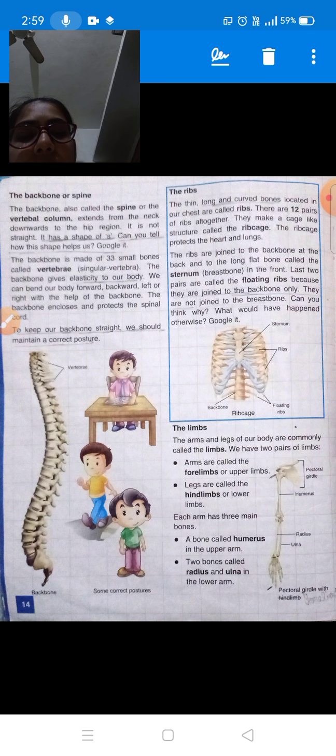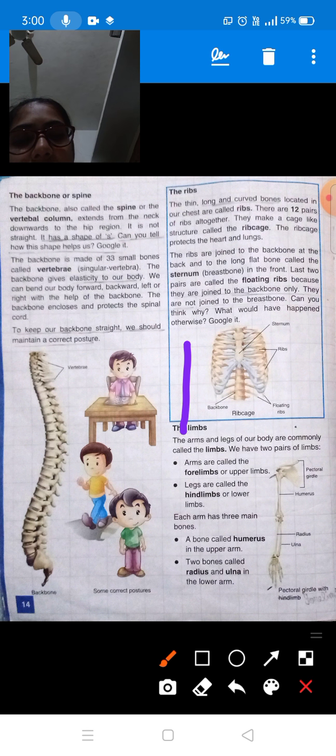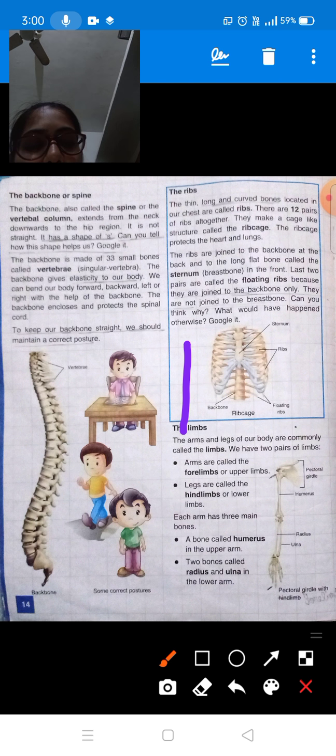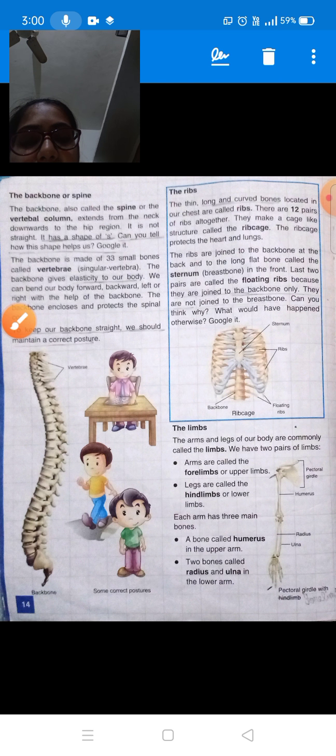If this backbone were straight, then we would not be able to bend our body, we would not be able to bend up to the waist region. So that's why its shape is S-shaped, so that we can bend our body very properly. Now this backbone is made up of 33 small bones called vertebrae.